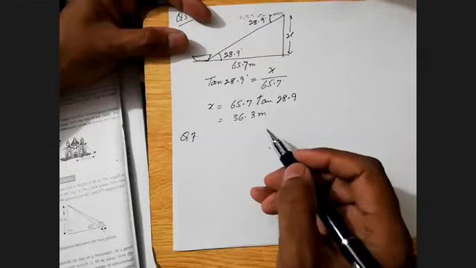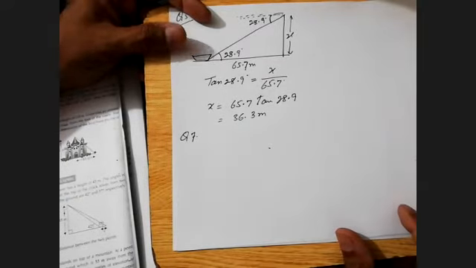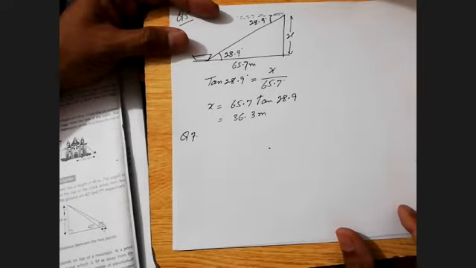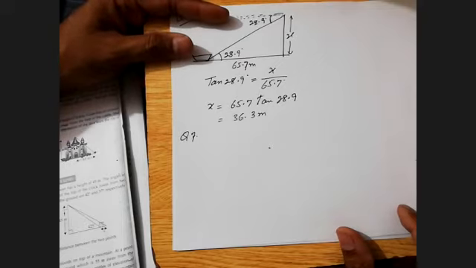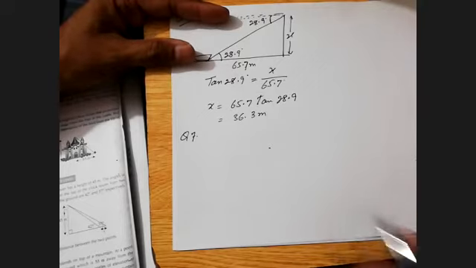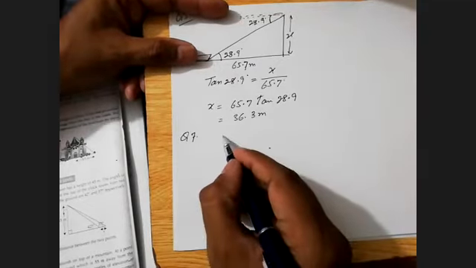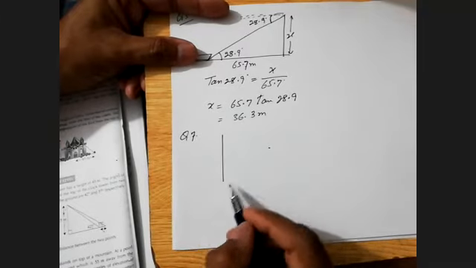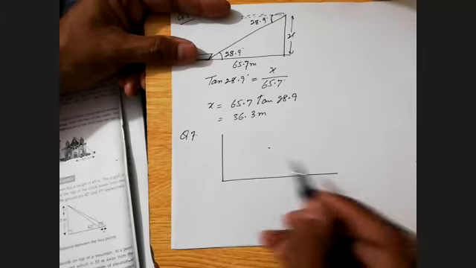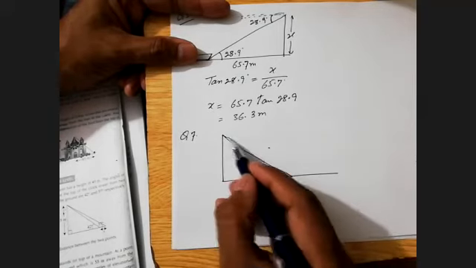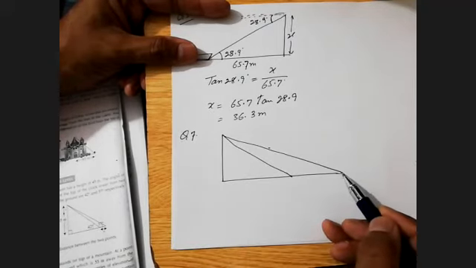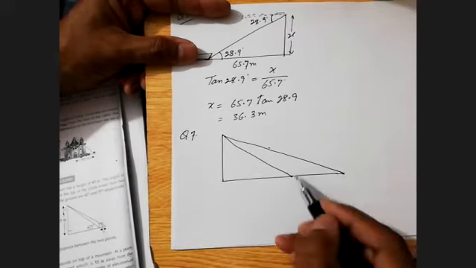In question number 7, a clock tower has a height of 45 meters. The angle of elevation of the top of the clock tower from 2 points on the ground is 42 degree and 37 degree respectively. Find the distance between the 2 points. Now, I am going to draw this figure more clearly because they have shown 2 points very close to each other. So I am trying to show these points like this.